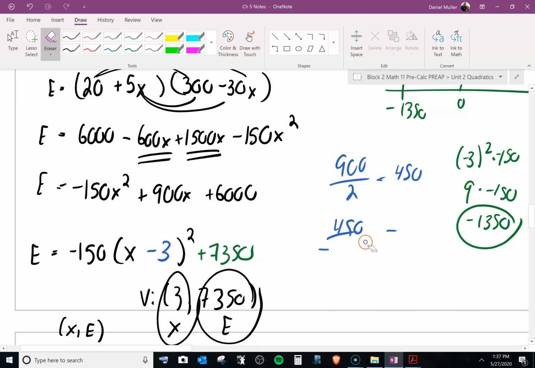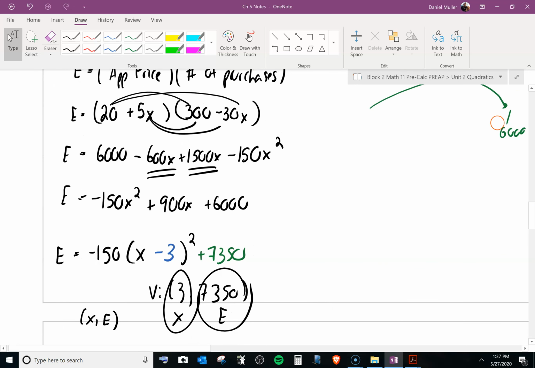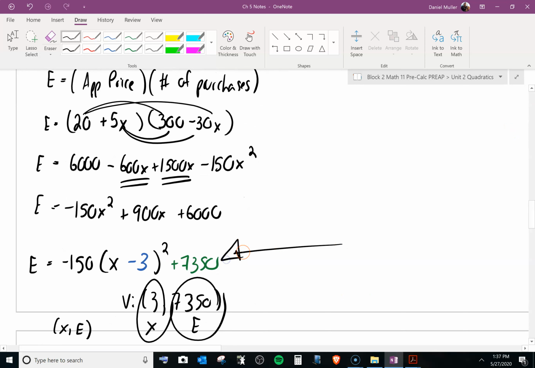So I'm going to erase this work off to the side. Hopefully you are, at this point, getting comfortable with completing the square. If you're not, you're going to need to find some extra help. Look online or ask me. But, I mean, we're dealing with the thousands here, so it can get kind of complicated.